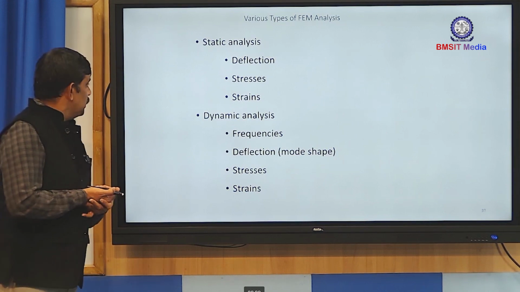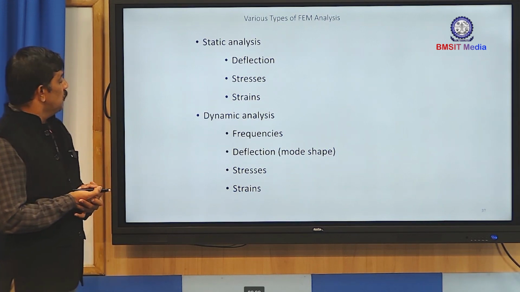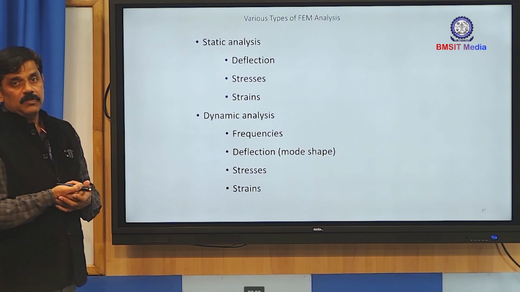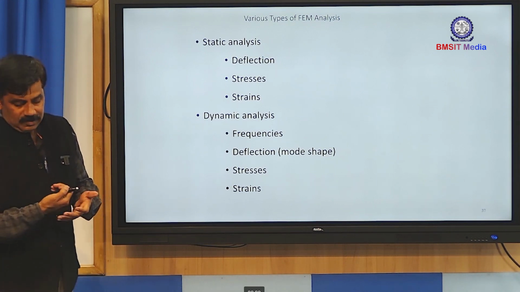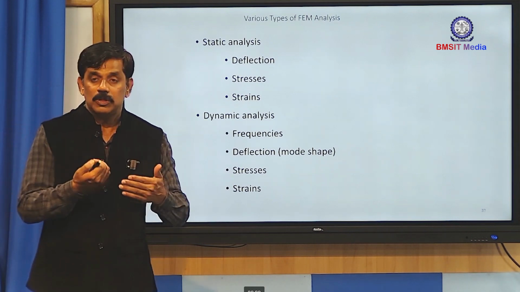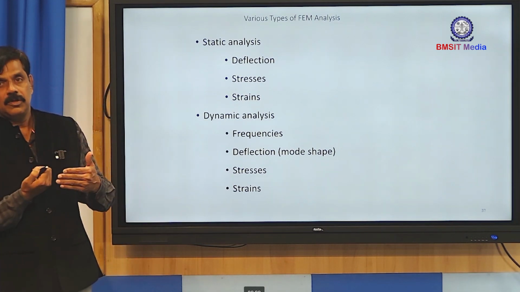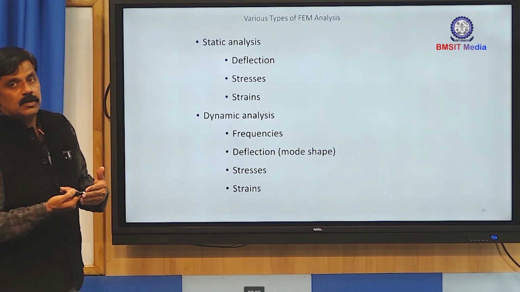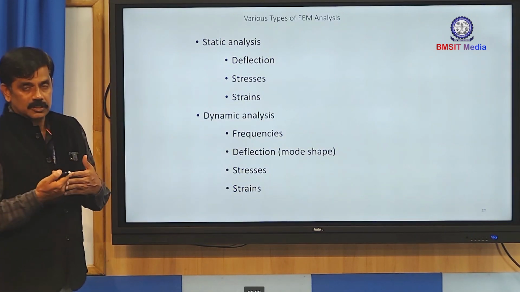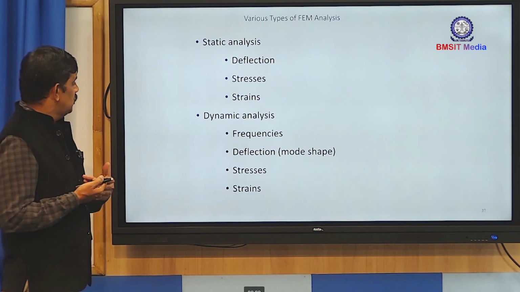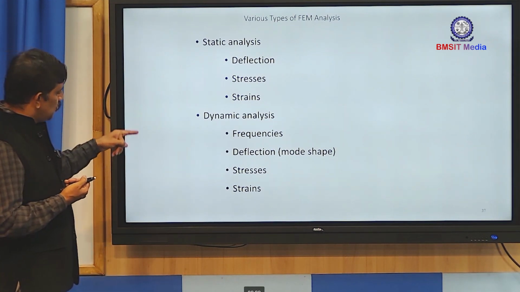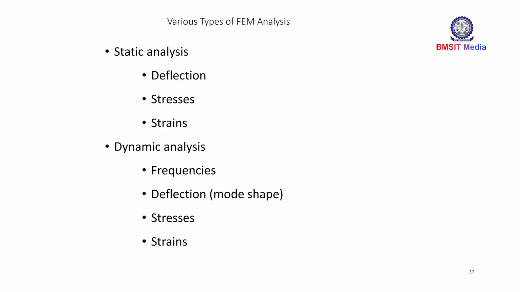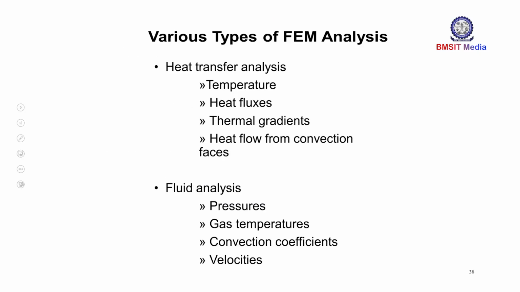So when you come to the dynamic analysis, we need to find out the frequencies. You have to compare the excitation frequency with the natural frequency. Excitation frequency should not be equal to the natural frequency because of resonance, so a huge amplitude of vibration may result. You have to avoid the resonance phenomena in the structure under dynamic loading. For that, you have to find out the frequencies, the modal shapes, then the stresses as well as strain in the case of dynamic analysis.